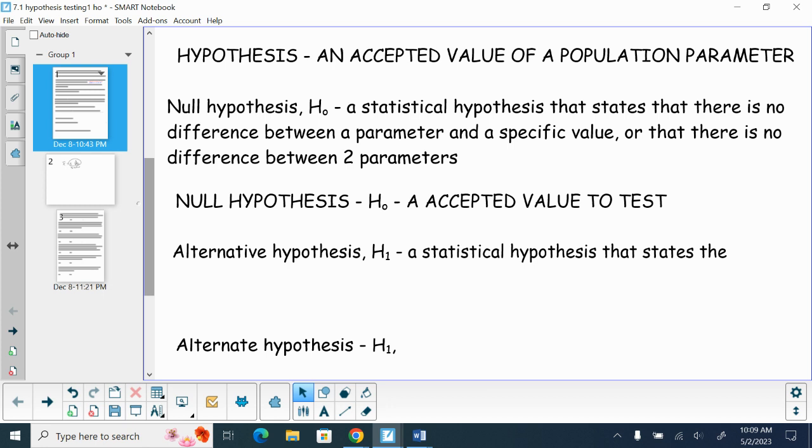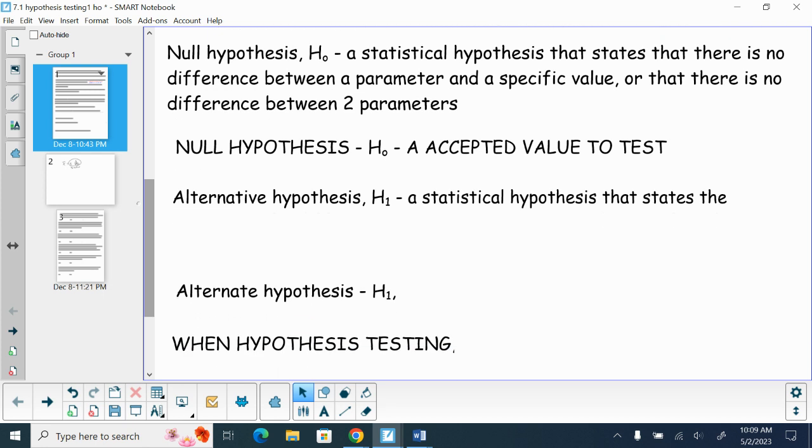Most of the time there's an accepted value there. Not all the time. We'll go through a couple examples where it's not there. But most of the time it's going to be already an accepted value, and we want to disprove that. Okay?